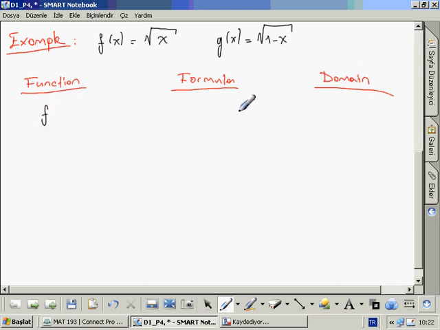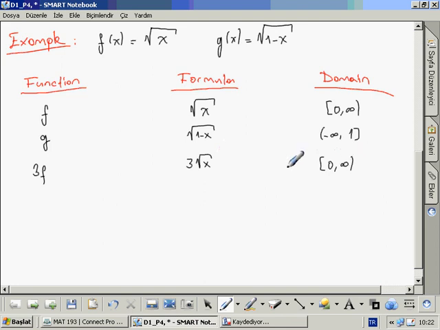The f function, which is square root of x, has domain 0 to infinity, half open interval. The g function, which is square root of 1 minus x, please attention, has domain minus infinity to 1, half open interval. And 3f means 3 times square root of x, so the domain will not change: 0 to infinity, half open interval.